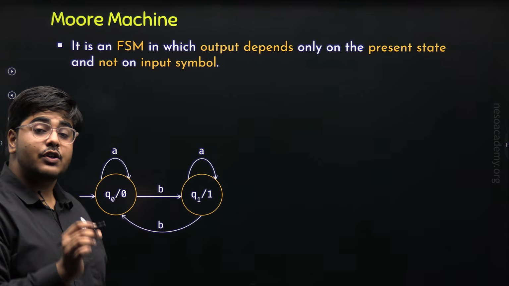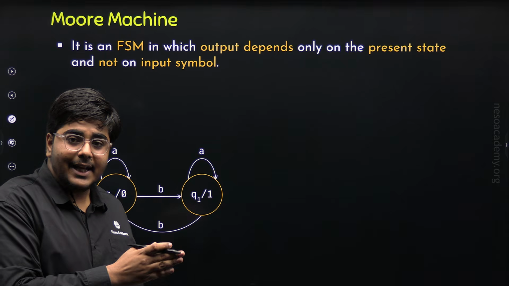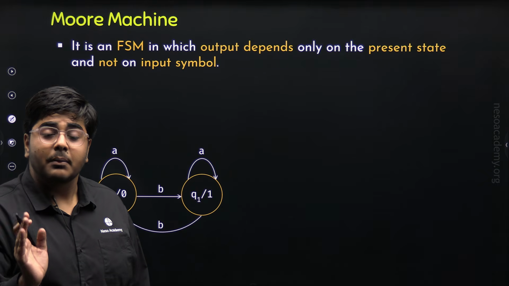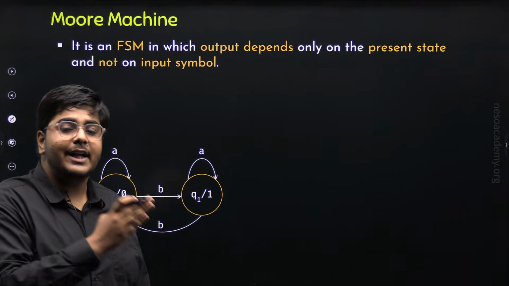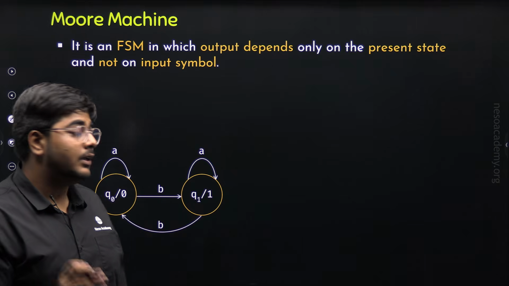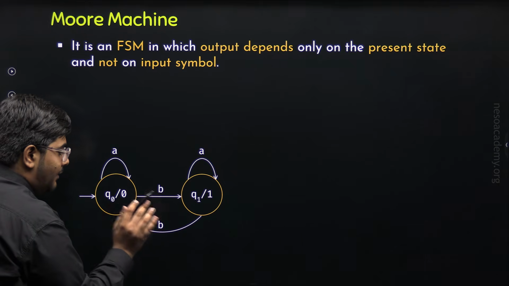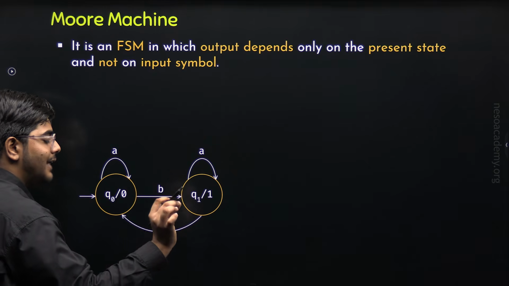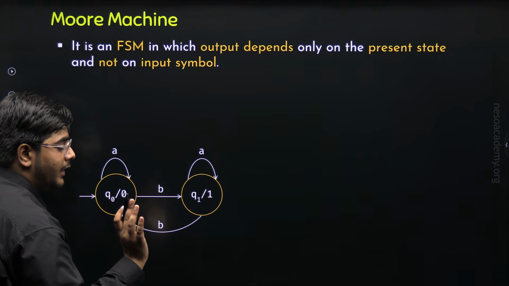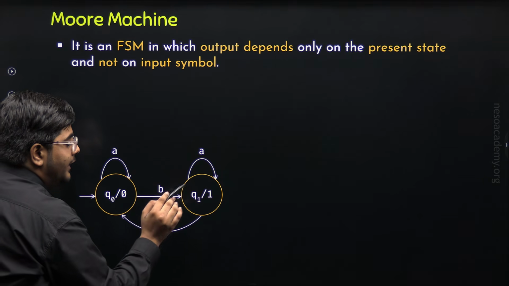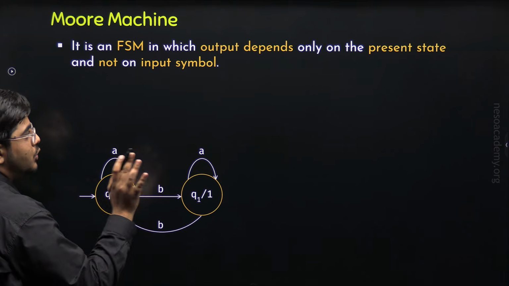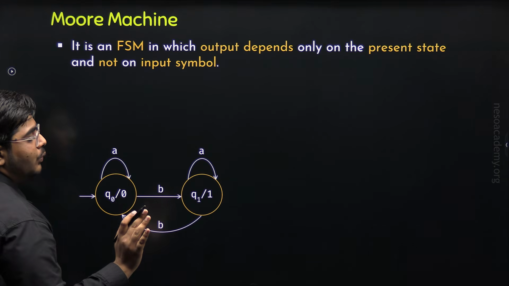So, in case of Moore machine, present state and current input symbol will determine the next state, but only the present state will determine the output symbol. Next state is determined by the present state and input symbol. That is same as that of Mealy machine and DFA. But output is only determined by the present state, not by the input symbol. So I hope this definition is now clear to you.